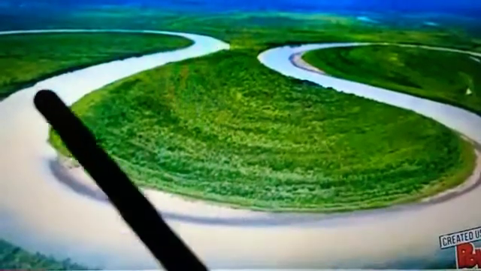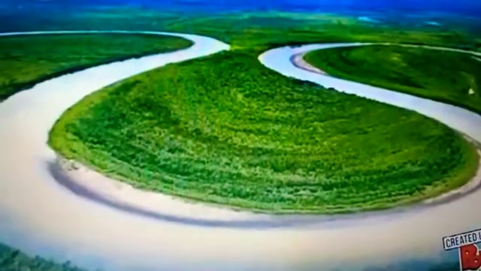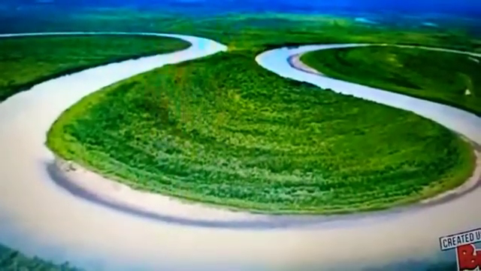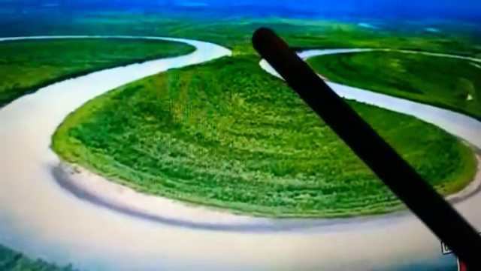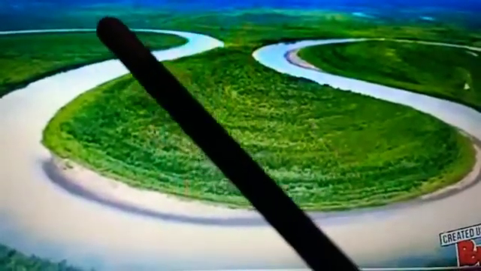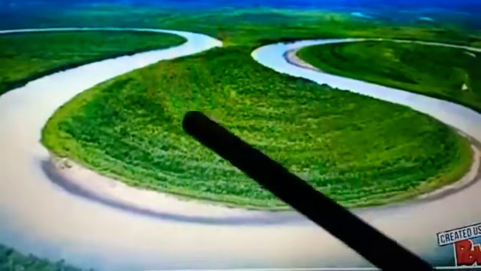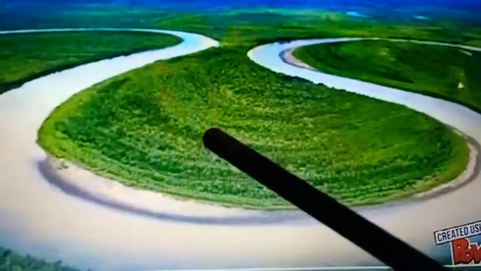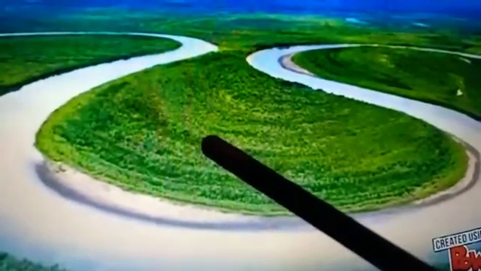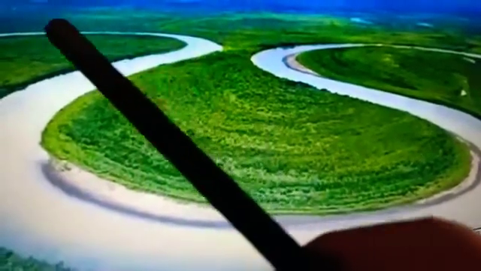English letter S. Why does the river bend from one side to another? Because the land is irregular. What do you mean by land is irregular? The land is made up of hard and soft rocks.